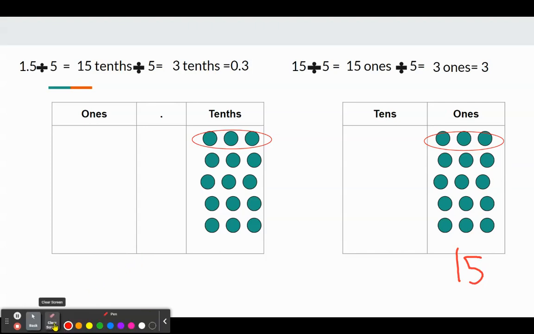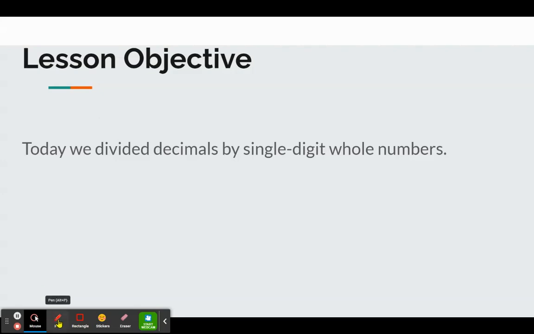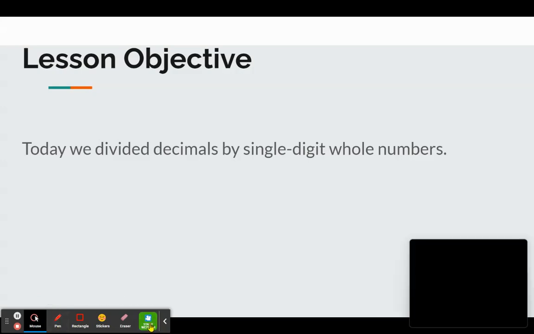Now, something that I'm noticing is I had 15 tenths, and then I divided by 5, that gave me 3 tenths. Now, if I took 15 ones and divided that by 5, that gave me 3 ones. So, depending on what unit I am dividing, our math is the same. We just have to figure out what unit we're dividing, and we can do that accordingly. Okay, let's take a review of our lesson objective. Today we divided decimals by single digit whole numbers.